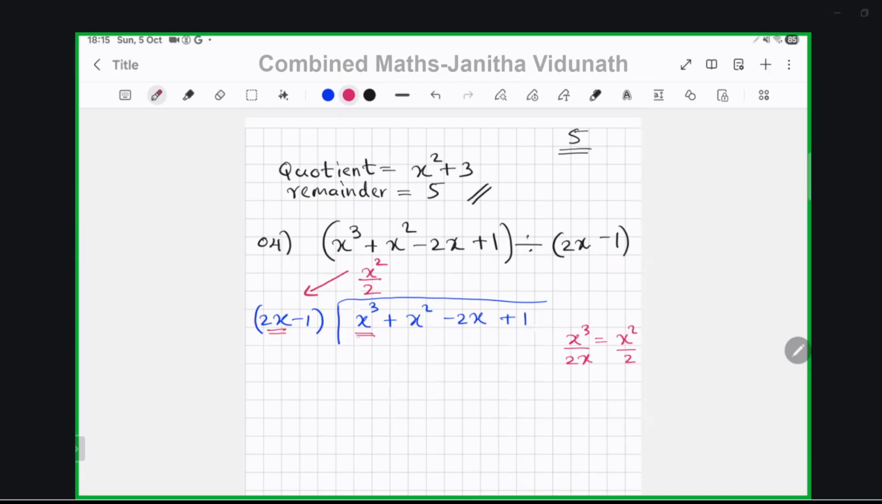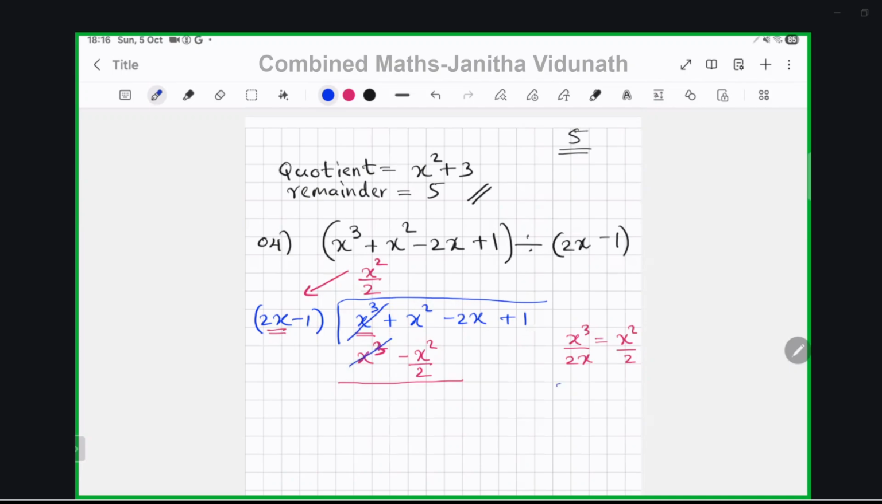Then it will give x cube minus x square over 2. Then we need to subtract those terms. Then the x cube terms will cancel out.